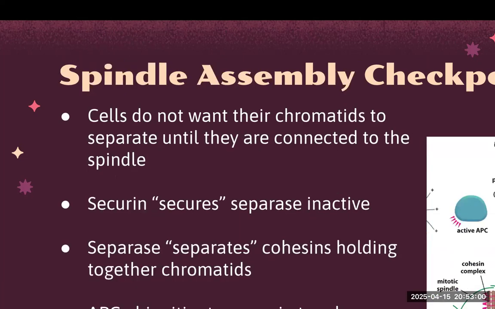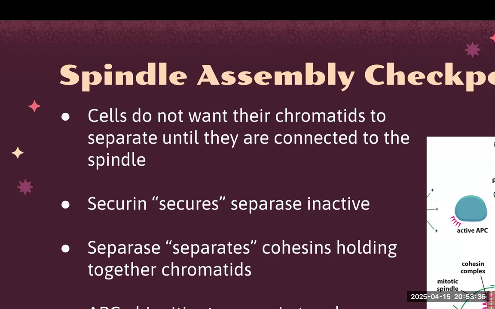All right, spindle assembly. She also loves the spindle assembly checkpoint. Cells don't want their chromatids to separate until they are connected to the spindle. Securin, separase, inactive. Okay, so what does all this mean? Inhibitory protein, that's securin, that brown guy up there. This enzyme over here is separase. Separase separates the cohesins holding together the chromatids. Which kind of makes sense. Securin is securing separase, so it's not active.